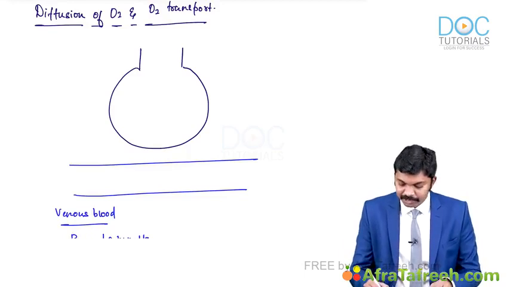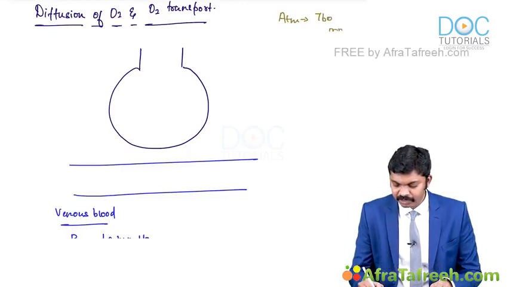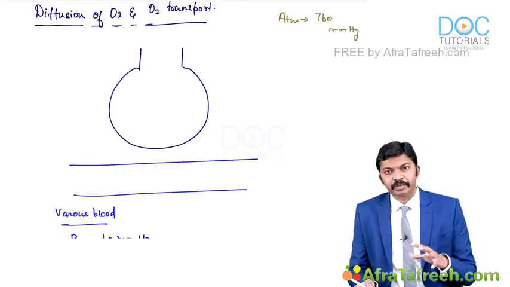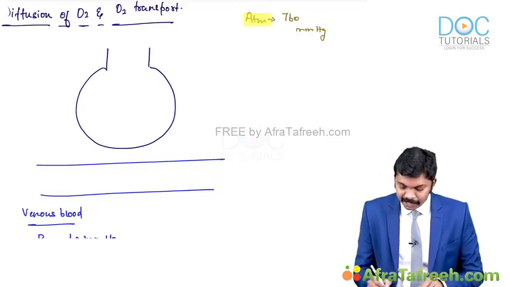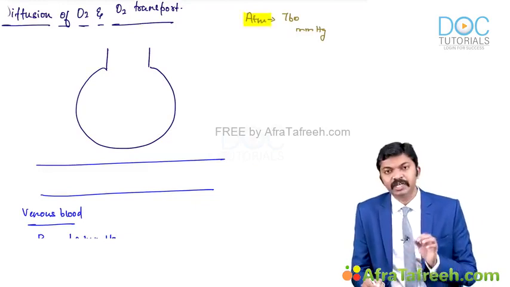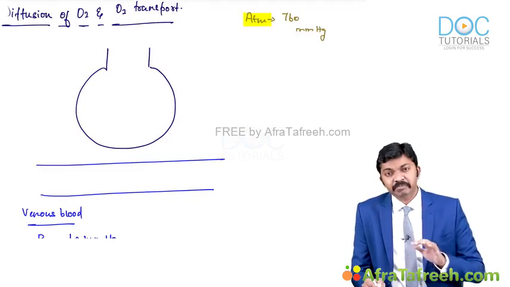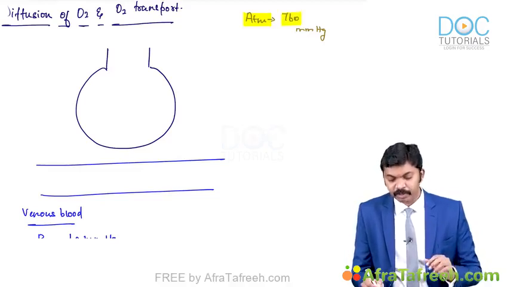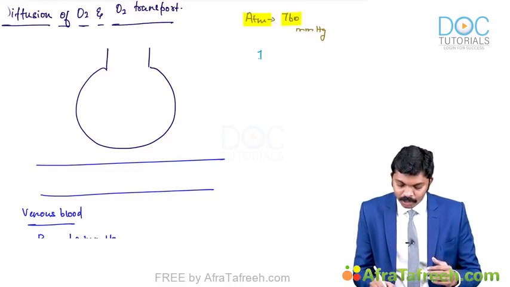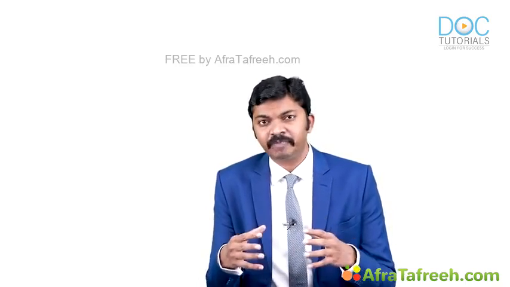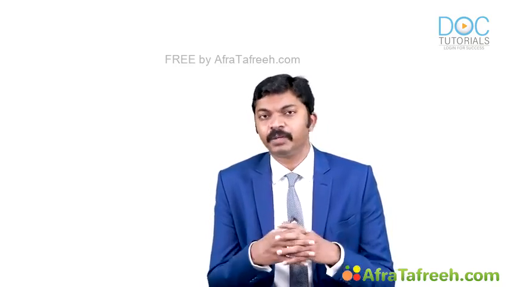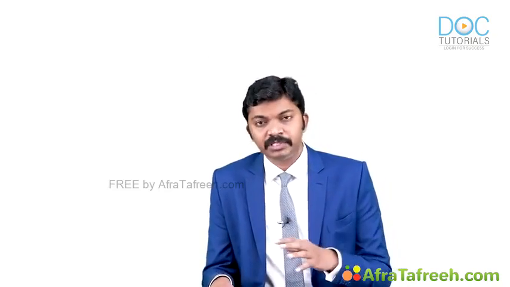See, total atmospheric pressure is 760 millimeters of mercury, which is represented by ATM. ATM in your question paper represents atmospheric pressure. Normal atmospheric pressure at mean sea level is 760 millimeters of mercury, which is called 1 ATM. If it is given in your question as 1 ATM, it means the pressure is 760 millimeters of mercury, and they are talking about mean sea level, right? If you consider the total pressure, it is 760.